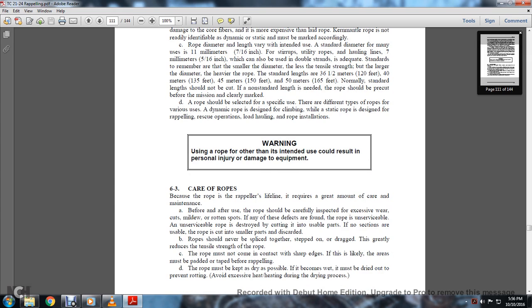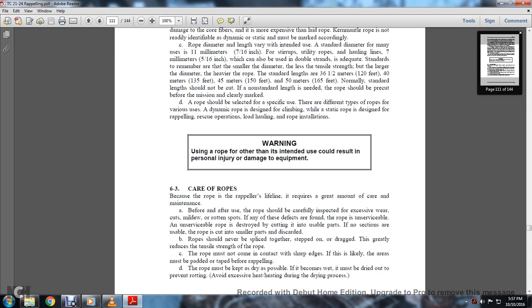6.3, care of the rope. The rope used as a lifeline requires a great amount of care and maintenance before and after use. The rope should be carefully inspected for excessive wear, cuts, mildew, and rotten spots. If any of these defects are found, the rope is unserviceable, and unserviceable rope is destroyed by cutting it into unusable parts. If no sections are usable, the rope is cut into smaller parts and discarded.